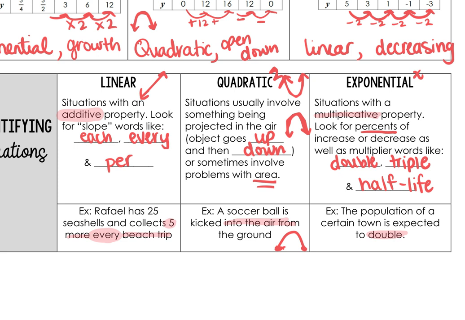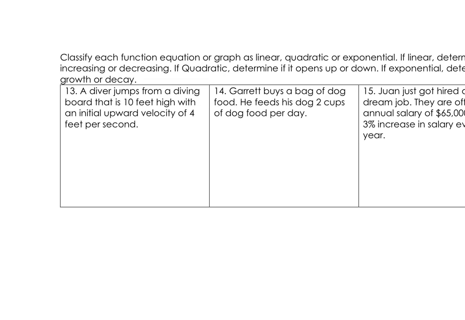All right. Last 3 examples here. The directions are the same as they were for the last 2, where we're going to classify the function as linear, quadratic, or exponential, and then determine increasing, decreasing, opens up or down, growth, decay, whatever, just more specific about what that graph's going to look like. So number 13, a diver jumps from a diving board that is 10 feet high with an initial upward velocity of 4 feet per second.